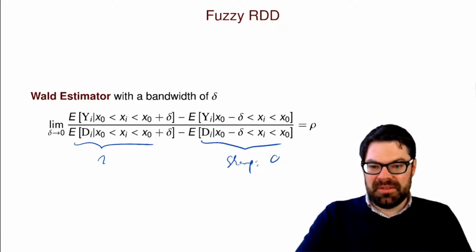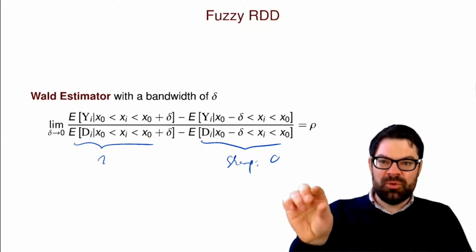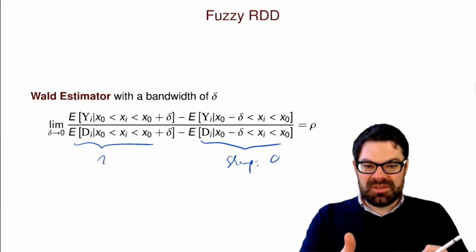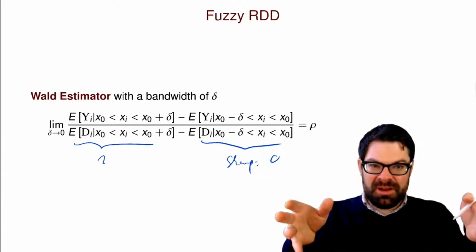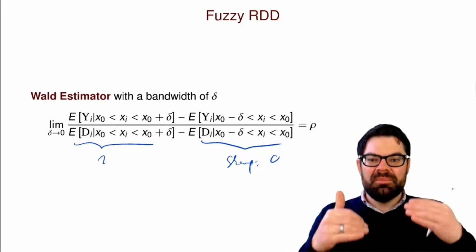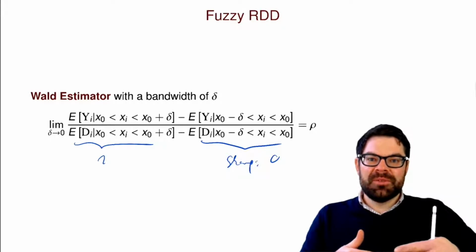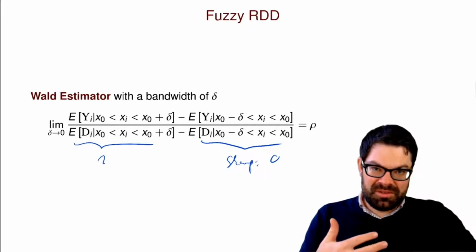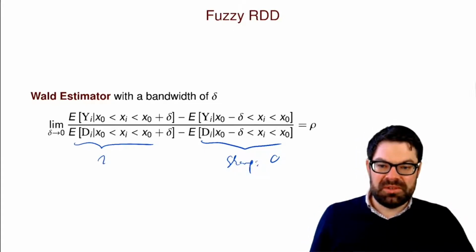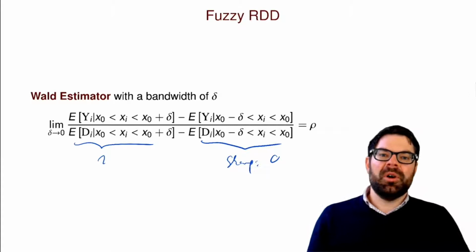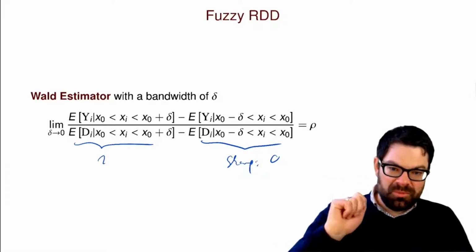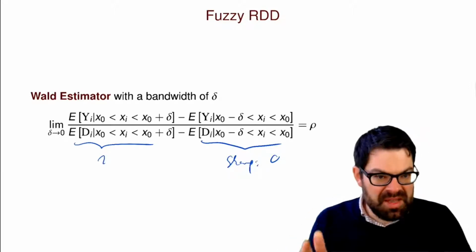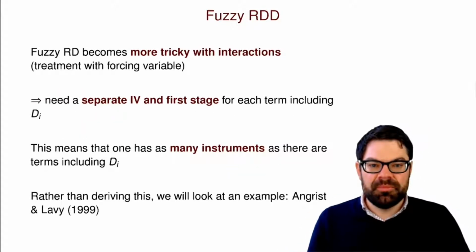And so it's the average difference in the outcomes that we can attribute to the difference in the value of the instrument. That's the reduced form, that's the numerator, and we scale that up by the change in the likelihood of taking the treatment when going from below the discontinuity to above. Also, it's a standard Wald estimator.